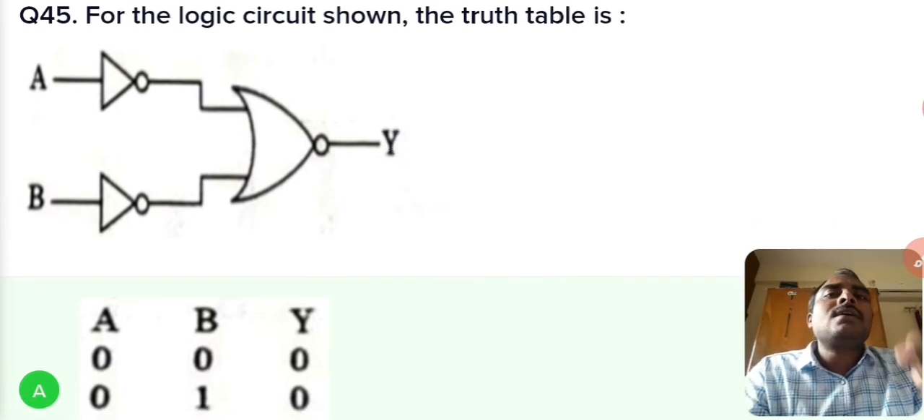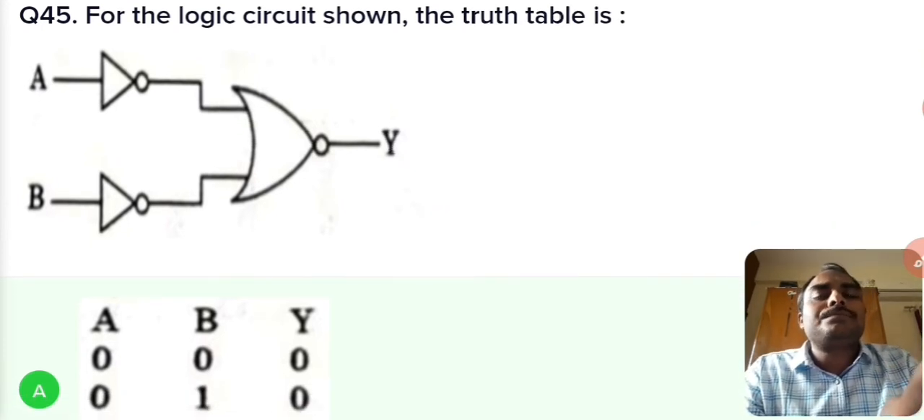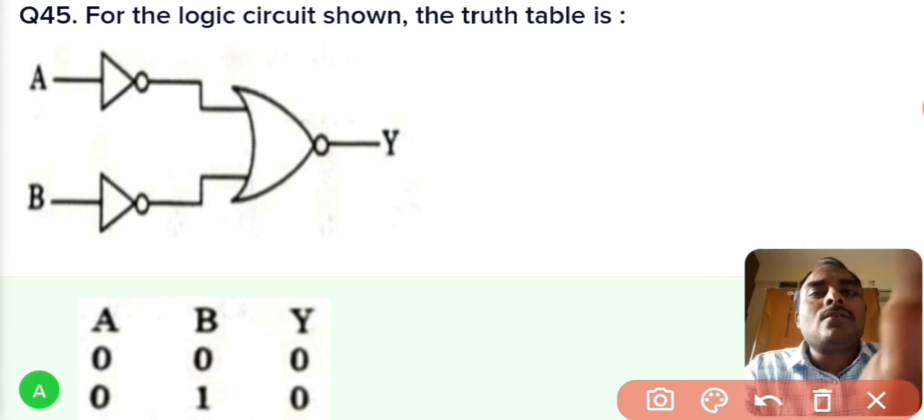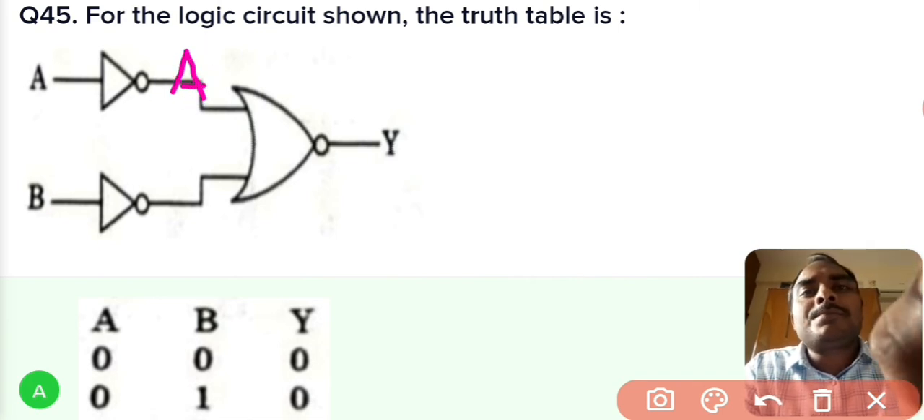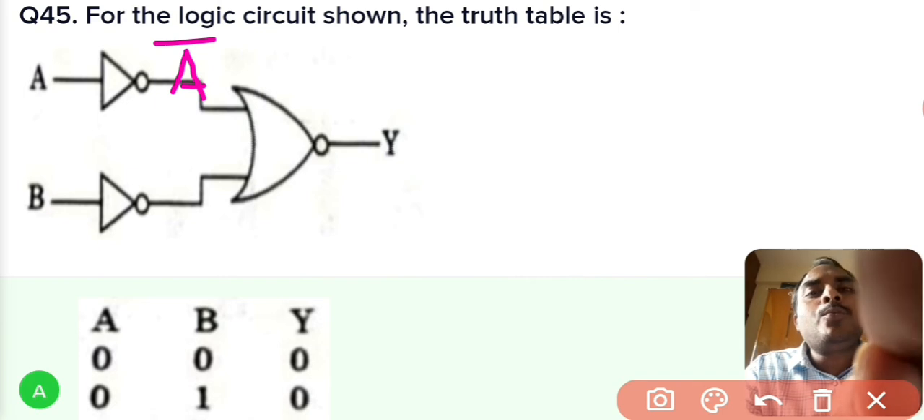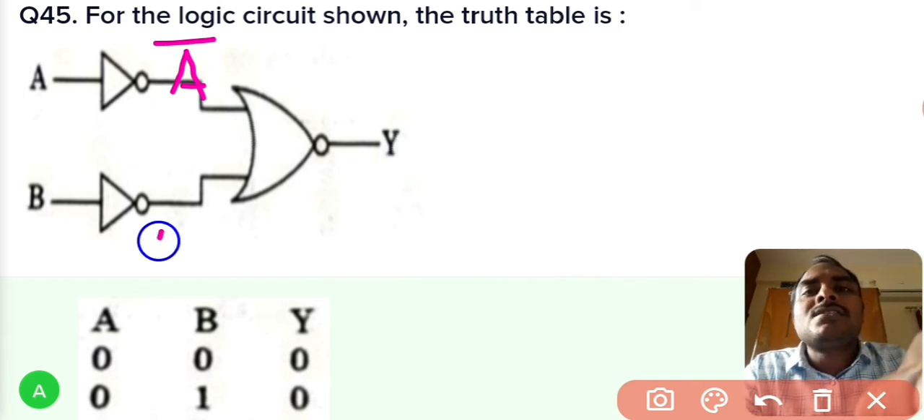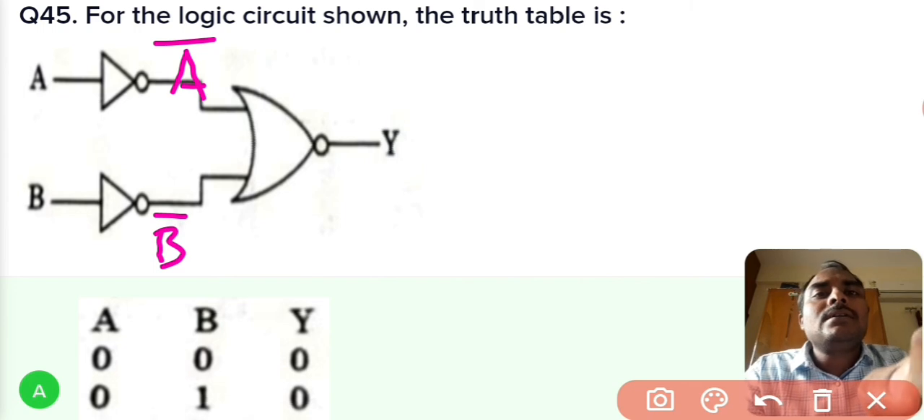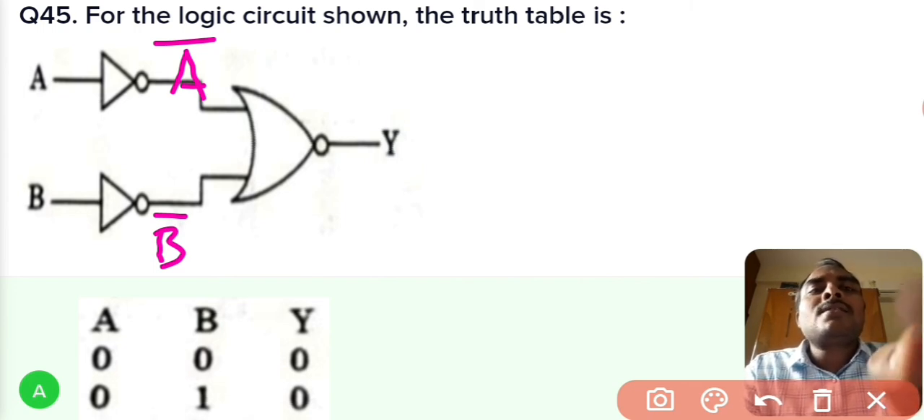45. For the logic circuit shown, the truth table is. So they have given us a truth table. We need to find the logic gate for it. For that, let us first find what output will come. You see the first logic gate given there, NOT gate. So A is the input for the NOT gate. Then what is the output for the NOT gate? A bar. And similarly, B is the input for another NOT gate, so the output for this NOT gate will be B bar. This A bar and this B bar are the inputs for the next NOR gate.